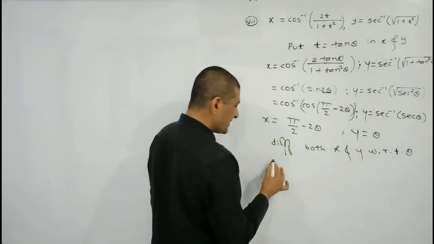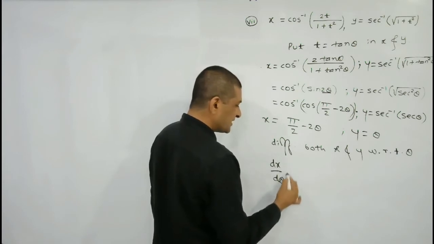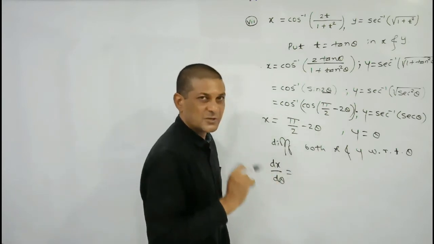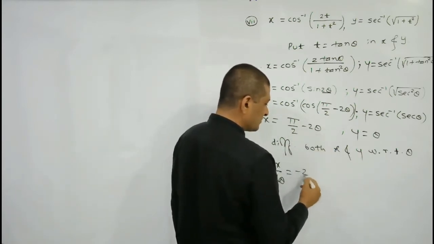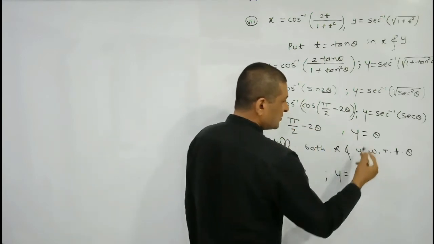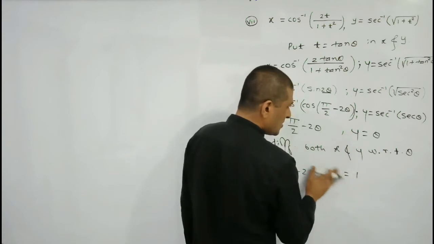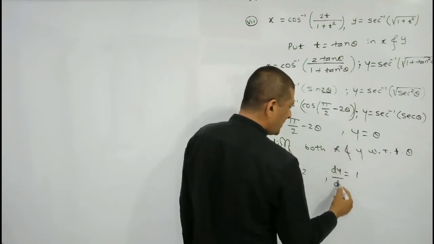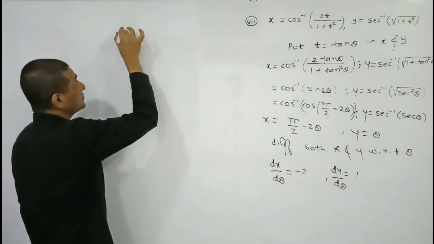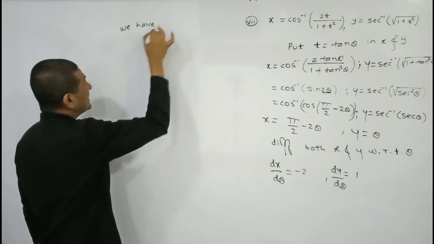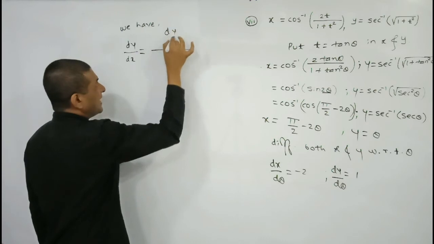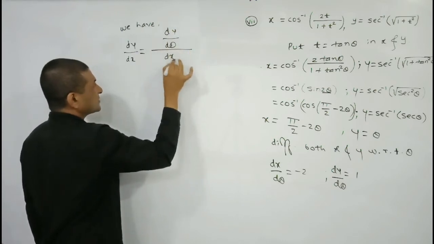So the derivative of x with respect to theta is dx upon d theta. On this side, the derivative of pi by 2 is 0, so it is not necessary to write 0 here, and the derivative of minus 2 theta is minus 2, because the derivative of theta is 1, into minus 2 is minus 2. And here the derivative of theta will be equal to 1 and the derivative of y will be equal to dy upon d theta. Once both the values of dy by d theta and dx by d theta are known to us, we have one formula to find the derivative of a parametric function: dy by dx can be written as dy upon d theta divided by dx upon d theta.